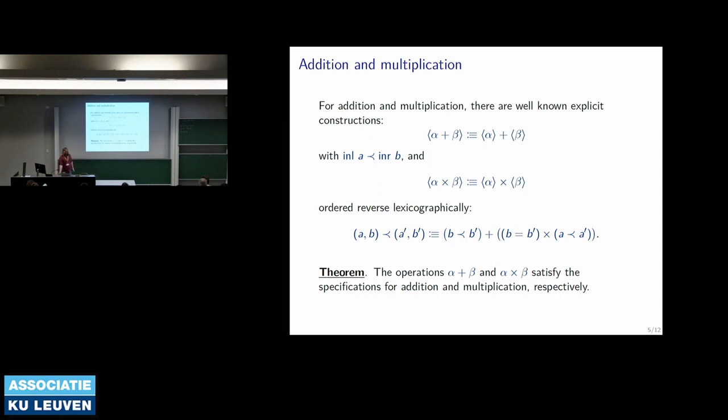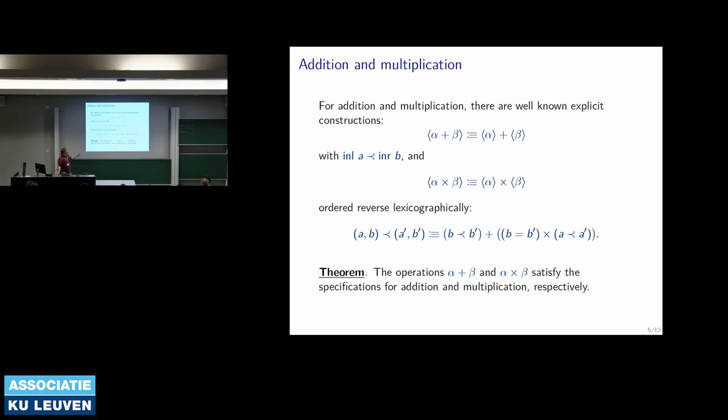And for addition and multiplication, it's well known how to do this. So, for example, for addition, you take alpha and you put beta to the right of it. So you're saying that you take the disjoint union of the carriers, and you say that everything in the left is smaller than everything in the right.